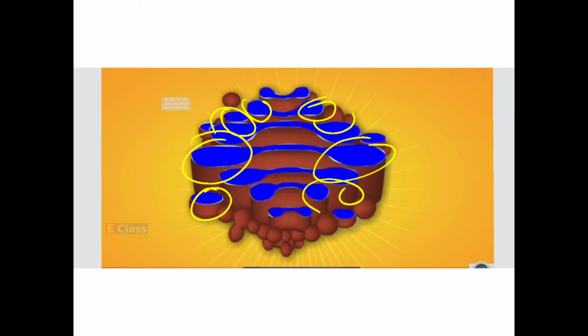It is a sac, like the sack used to fill wheat, rice and so on. Okay, so it is a flat sac placed parallel to each other, and each sac is called a cisternae. What is called cisternae? And they are filled with enzymes. You also have a lot of enzymes in your body which help in the digestion part. So this contains the enzymes.